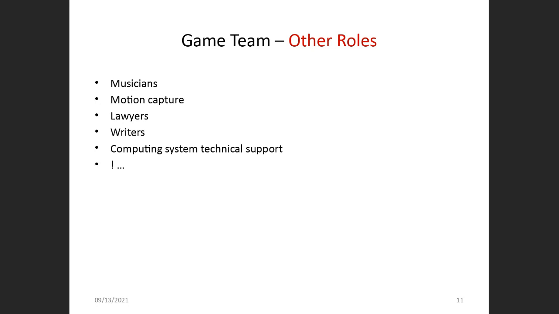Then there are lawyers, writers, okay? Computing system technical support, that's the last thing, okay? Because you will use computers for game designing, development, everything. So there is a team for that, who is responsible for all types of technical support, for downloading and installing software, which version to be installed, then for networking issues. What type of networking issues should be there to solve them? Having a licensed software, when the license is expired, buying a new license, and so on. All those things which are required for computing support.